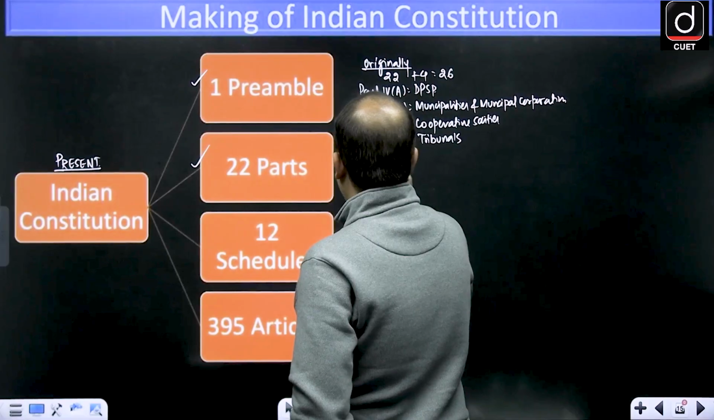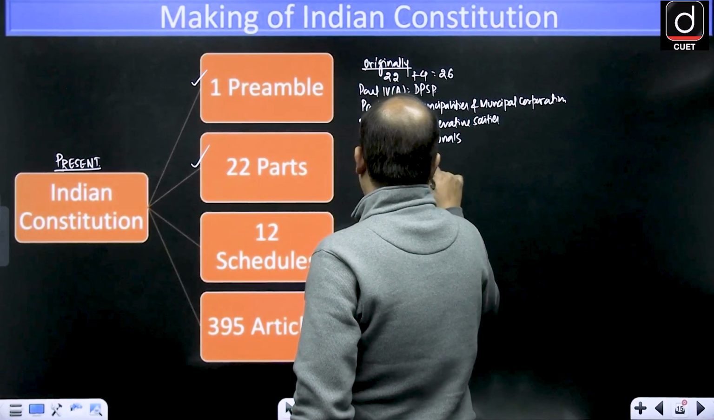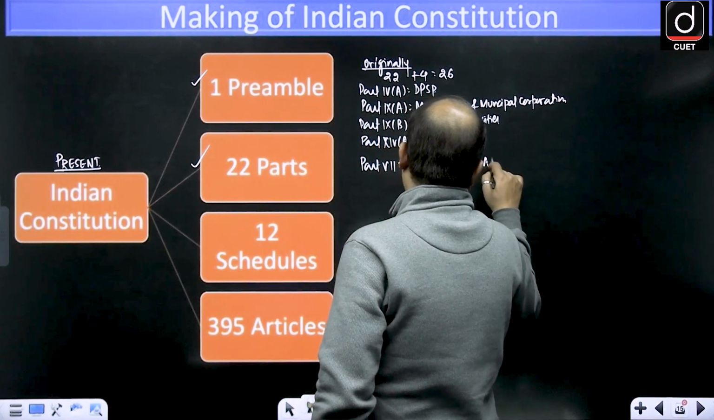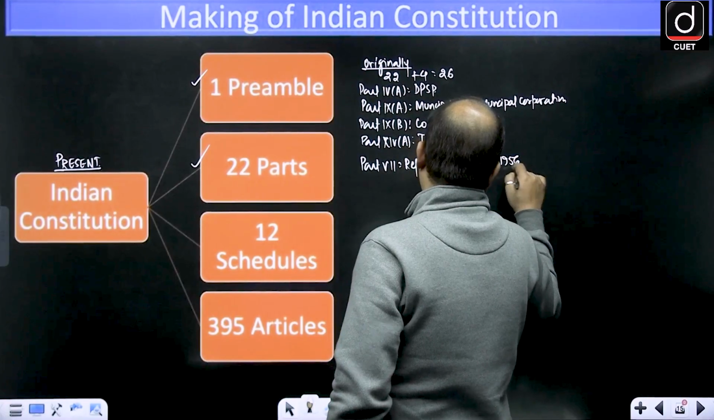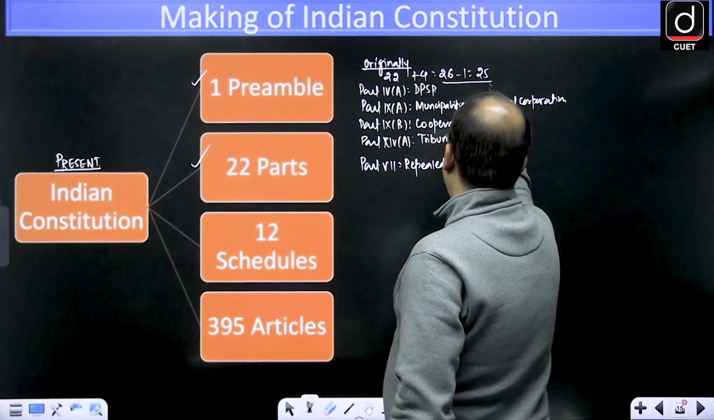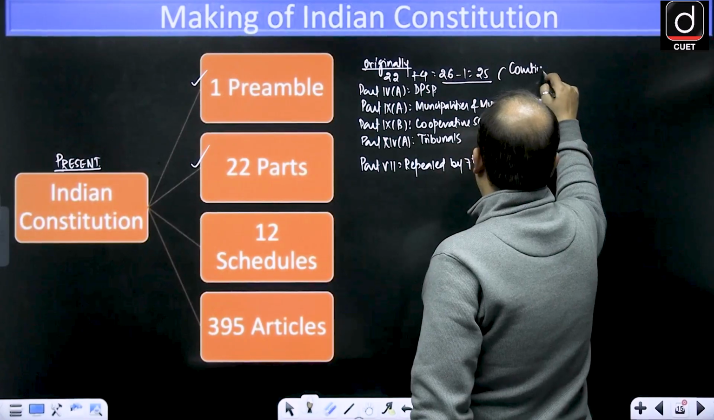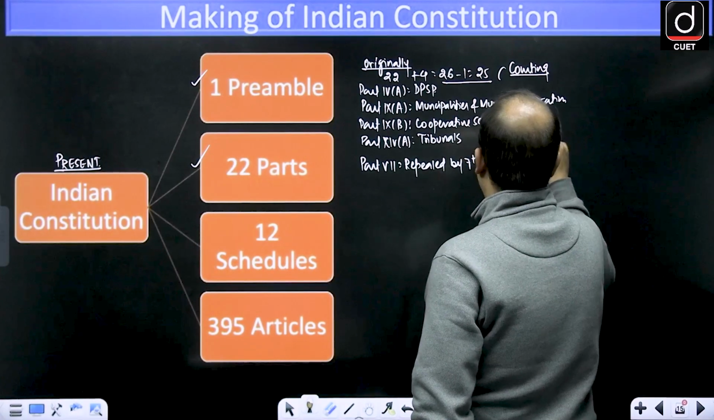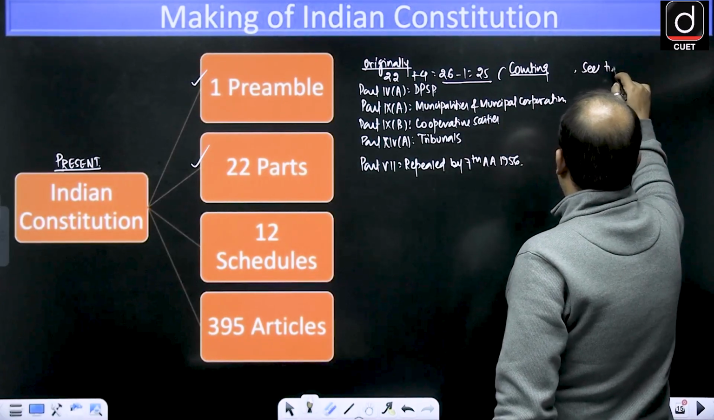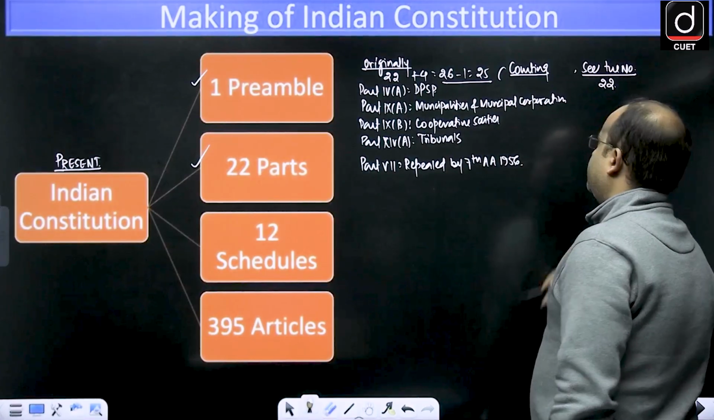Now part 7, it is repealed. Repealed means removed by the 7th Amendment Act 1956. So just remove 1, then it will become 25. So if you count, then it will be 25. But if you see the number, still it is 22.